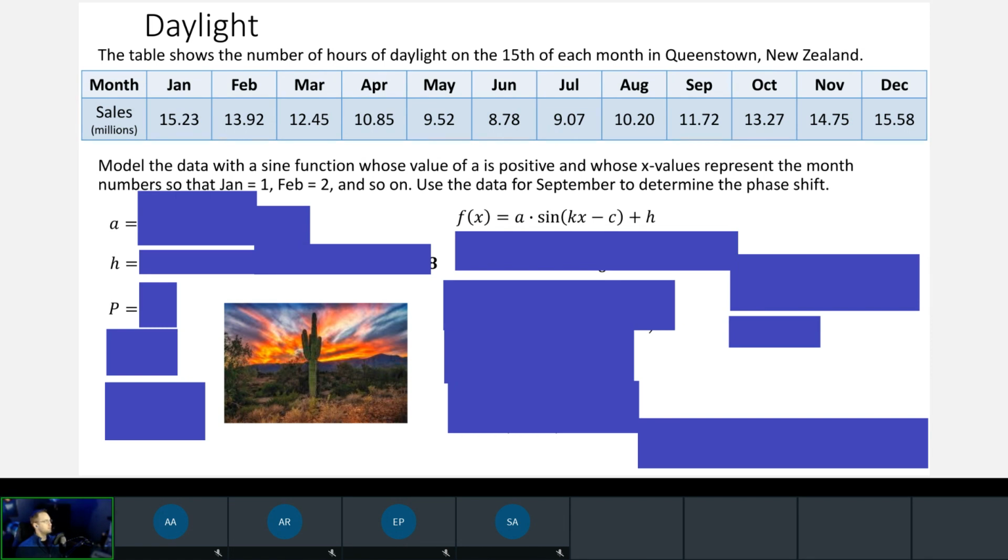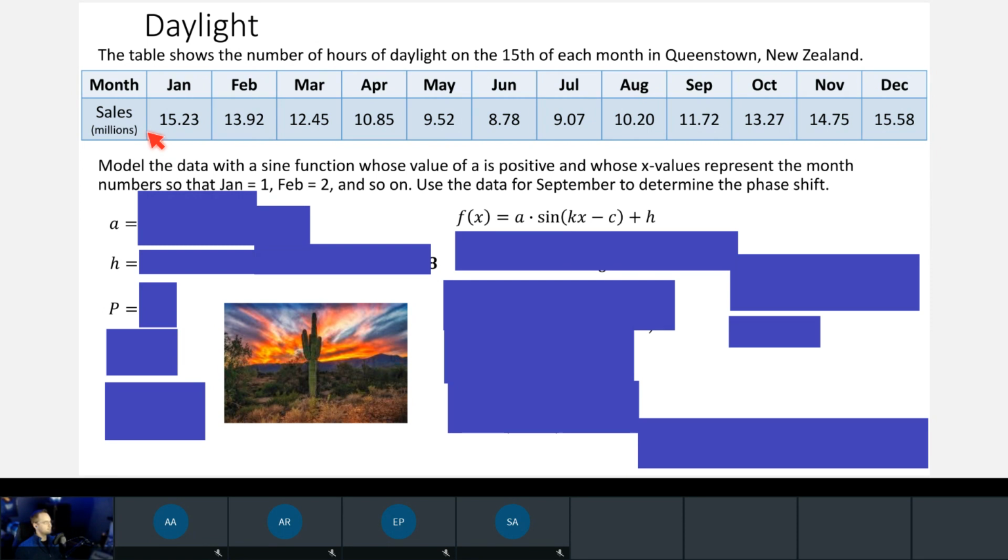All right, daylight. The table shows the number of hours of daylight on the 15th of each month in Queenstown, New Zealand. I think it's Queenstown. Okay. I meant to change that to something else. I don't know why I put a picture of Arizona when it's not in Arizona. I should have found one for New Zealand. Whoops. Anyway, maybe they have cactus in New Zealand and they have sunsets like Arizona. I don't know.